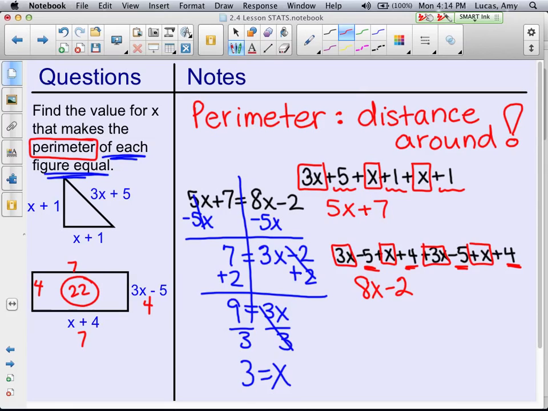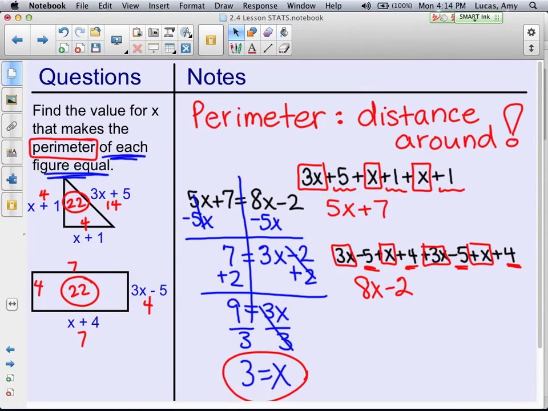If I put in a 3 here, then this side is 4. 3 times 3 is 9, plus 5 is 14. 3 plus 1 is 4. 14 plus 4 plus 4. Perimeter, 22. Perfect. So x equals 3.